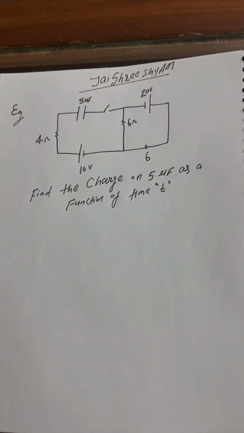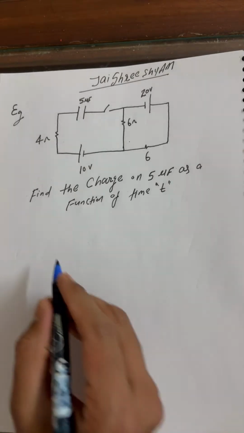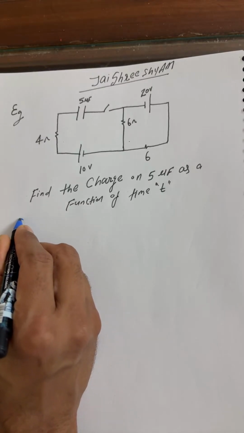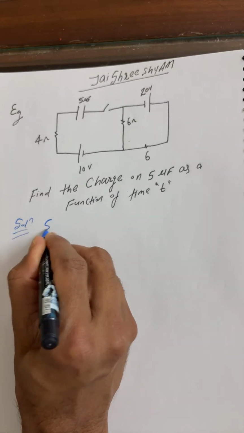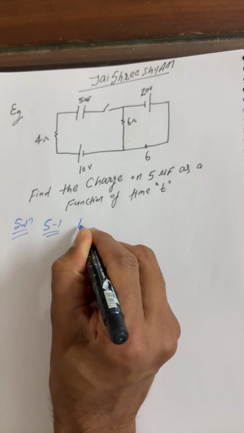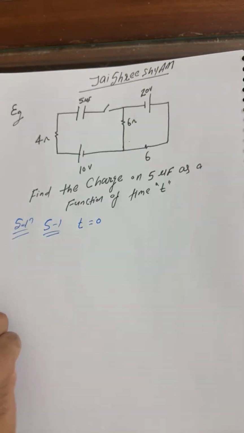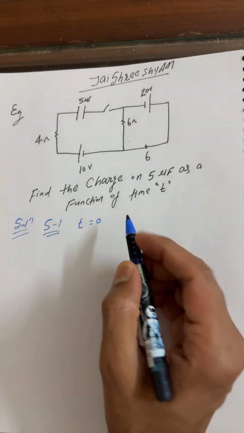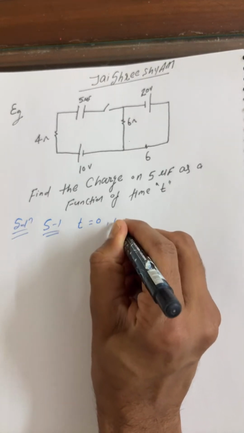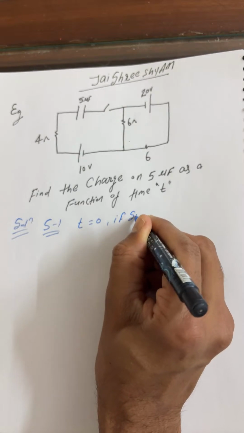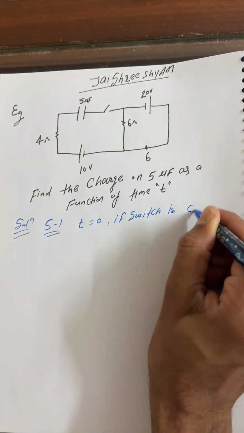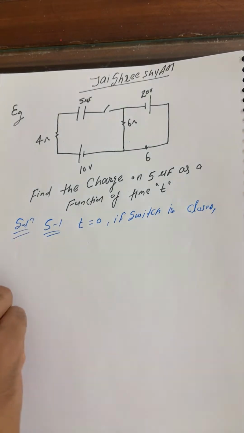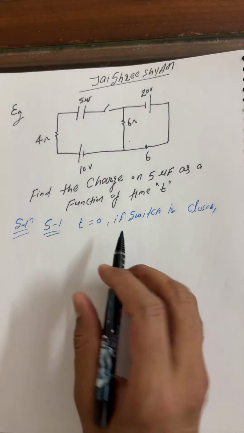Let us say, students, this is the diagram for the question. Now I'm going to solve this question. In the solution, step 1: I'm considering t equals 0, students. t equals 0 when the switch is closed. If the switch is closed here, then have a look.